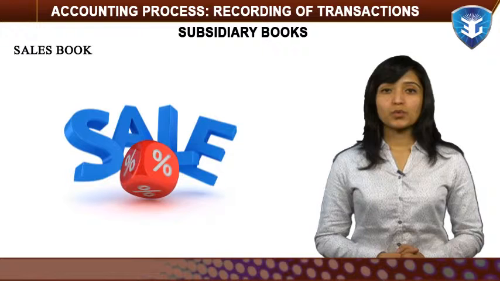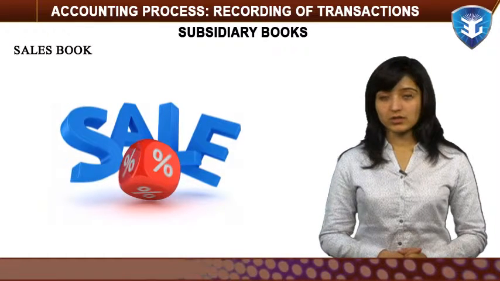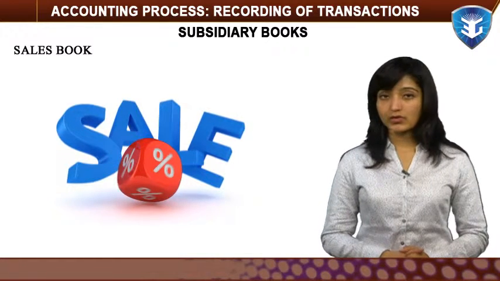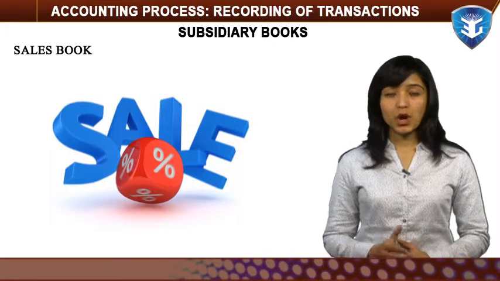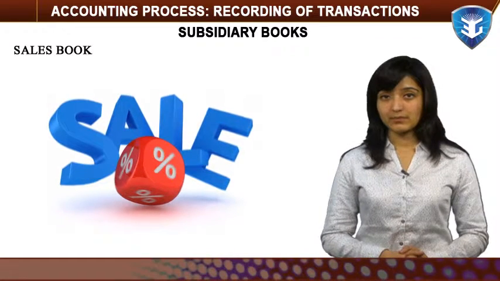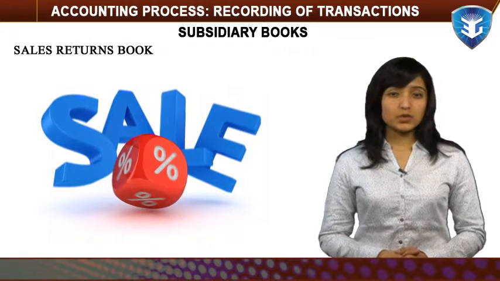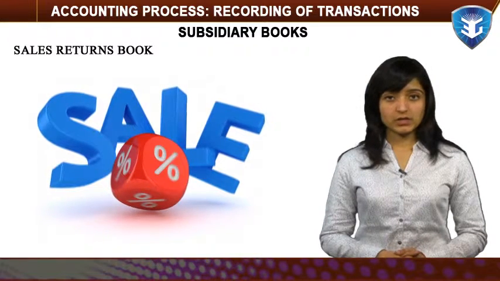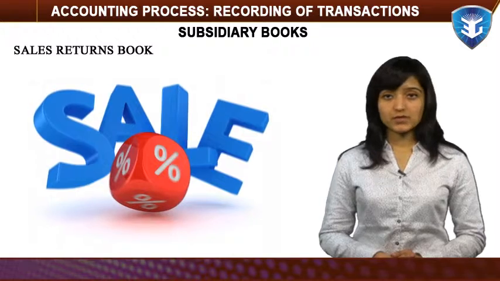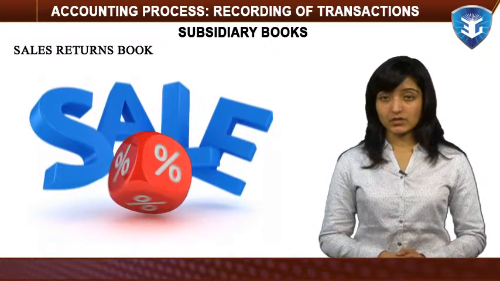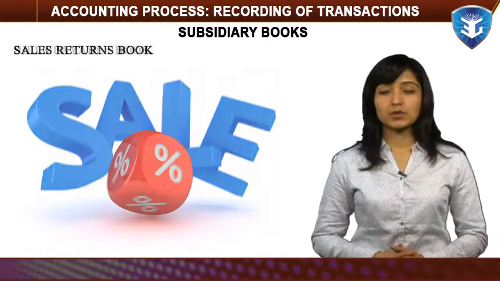Sales book involves the records of all the credit sales of goods. However, it does not record the cash sales of goods or credit sales of assets. It is also known as the sales journal. Sales returns book includes the records of the returns of the credit sales received back from the customers. It is also known as the return inwards book.